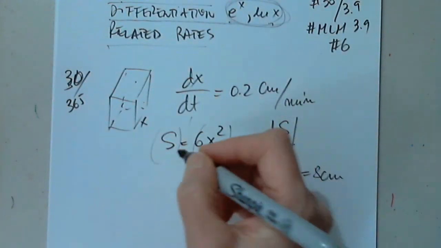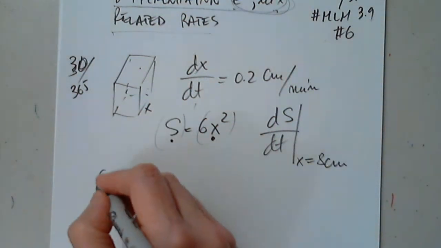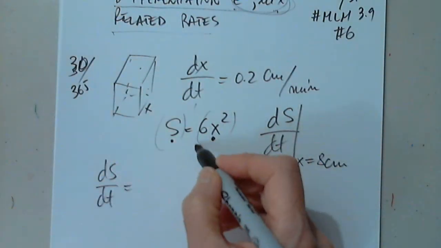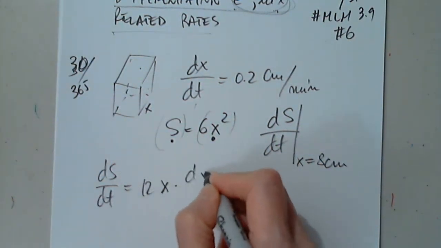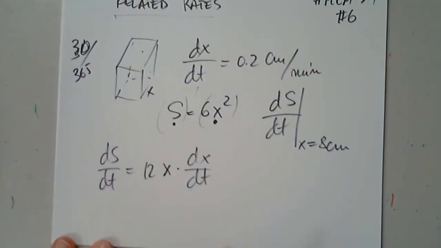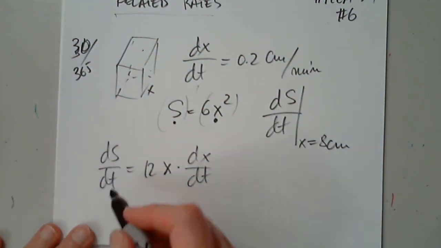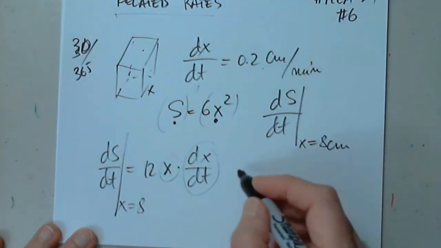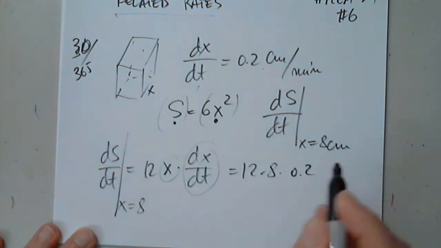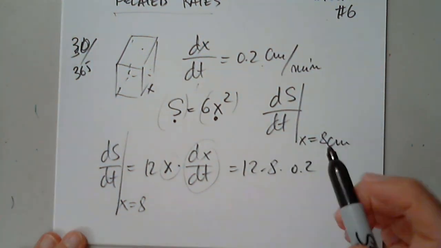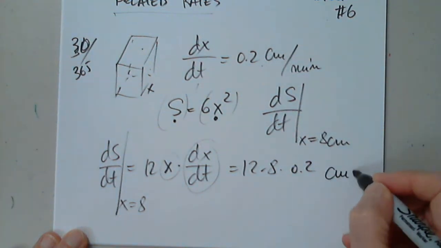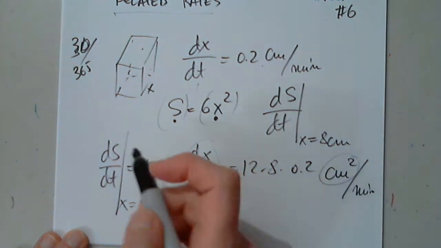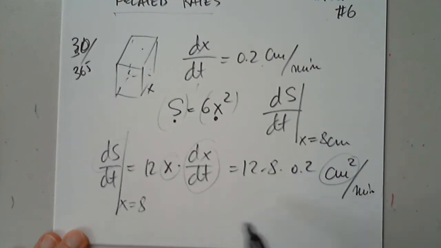We differentiate. They're both functions of time. So we have ds over dt equals 12x times dx over dt. That's all we need to do, and we're done. Then we plug in x equals 8, and dx over dt is given to us as 0.2. So 12 times 8 times 0.2. The unit has to be centimeters squared per minute. Why centimeters squared? Because I'm talking about surface area. Why minutes? Because I'm talking about time. And that's all we needed to do.